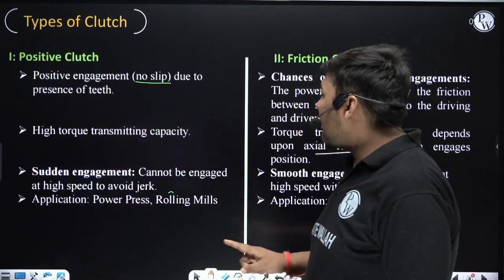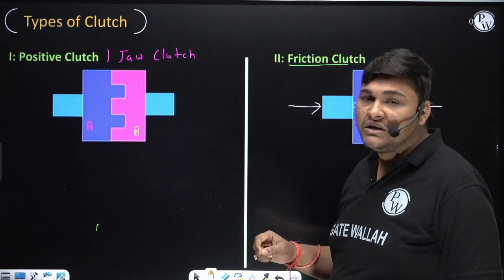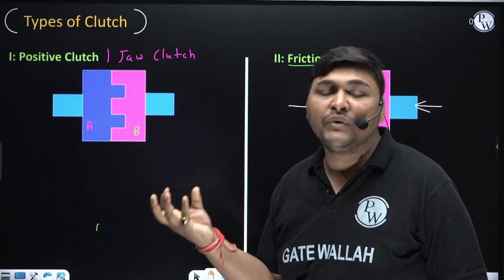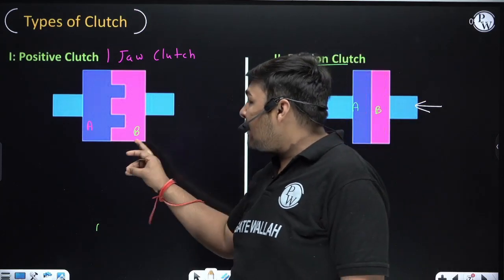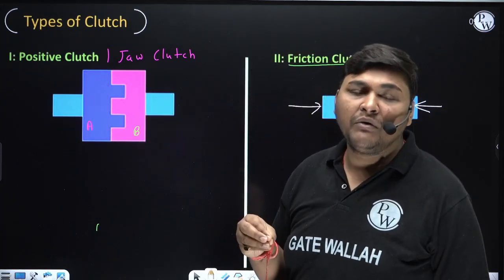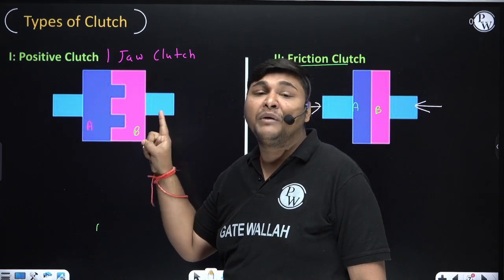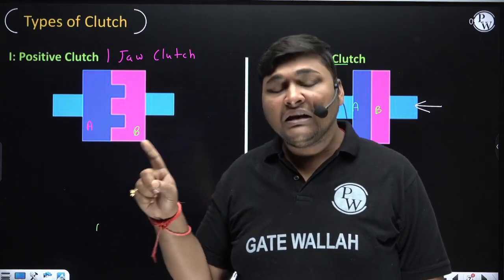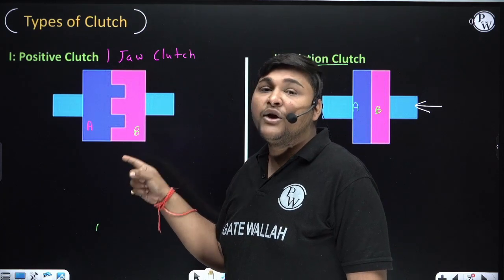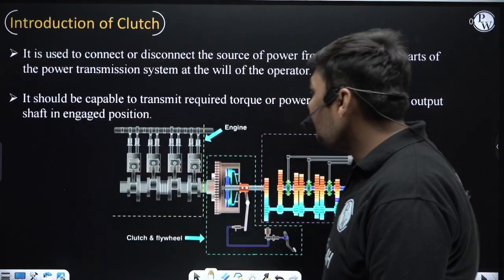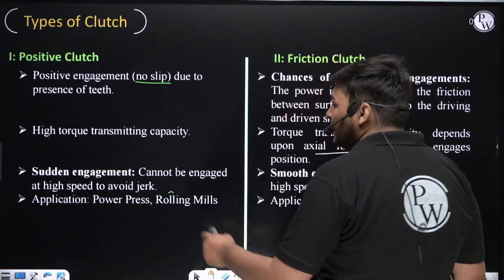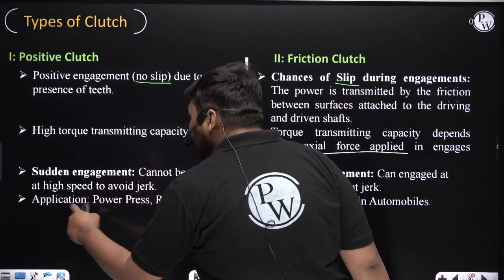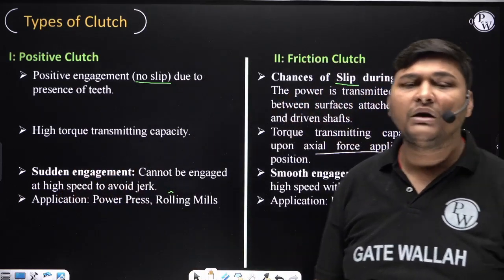So one of the biggest disadvantages of the positive clutch or jaw clutch is that one purpose of a clutch is also to engage or disengage the input and output shaft. When engagement or disengagement occurs, in a positive clutch it is sudden, due to which there is a chance of the teeth breaking. And if the teeth break, the clutch will fail. There is a high chance of breaking of teeth when the speed of the system is very high. Can I say in a jaw clutch or positive clutch, sudden engagement occurs? That's why we cannot engage this jaw clutch at high speed, to avoid jerk, because the teeth of the clutch plate can break.